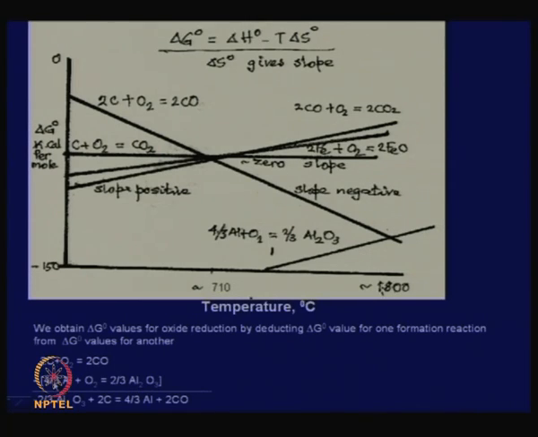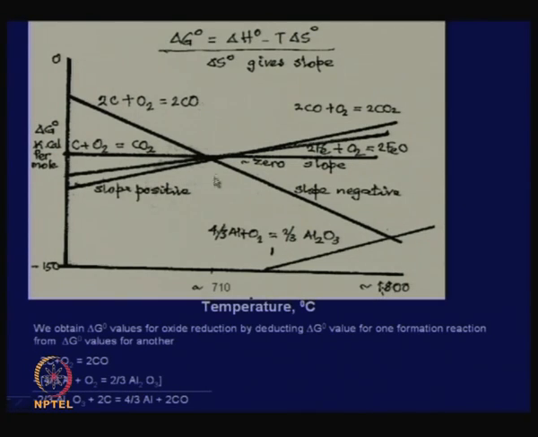You have to deduct the free energy values for this reaction from the free energy change for the other reaction, and then we get the desired reaction, 2/3 Al2O3 plus 2 C gives 4/3 Al plus 2 CO, and we can calculate the free energy change for that reaction. You can see here that the carbon going to CO, that line is represented approximately by this line, and the carbon oxygen reaction to form CO2 is about this line.